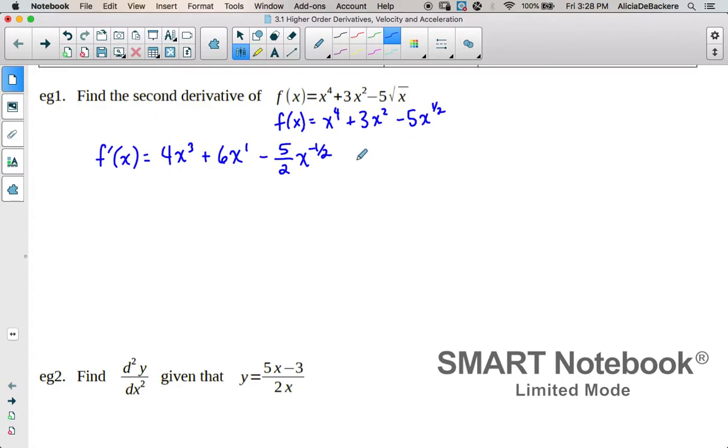Now, if the question had asked me to find the first and the second derivative, then I would simplify the first derivative because they're asking me to actually find it properly. But this question is only interested in the second derivative, so I'm not going to simplify. I prefer the exponent in this form because it's easy to take the derivative of.